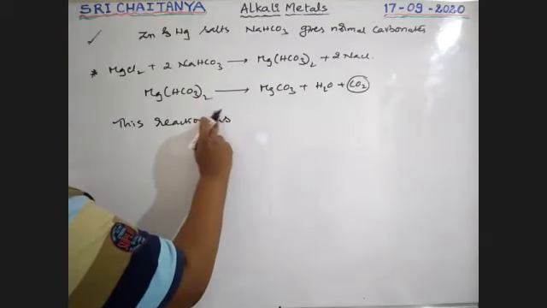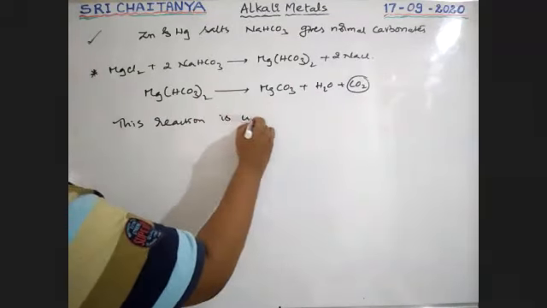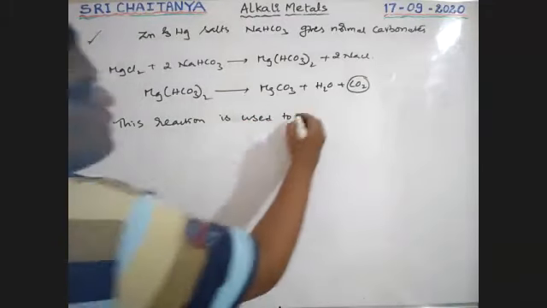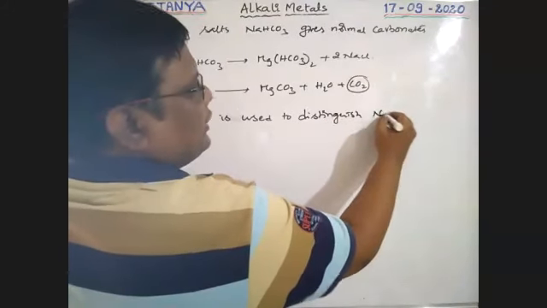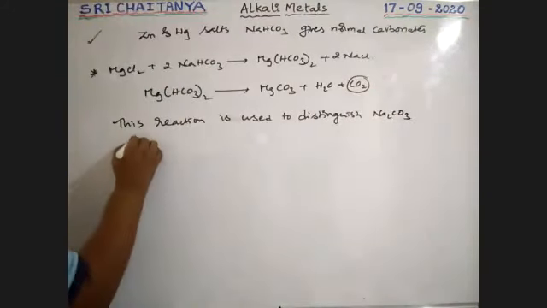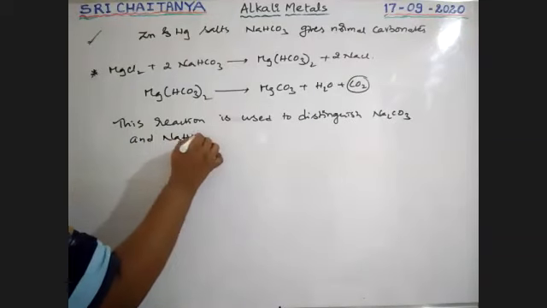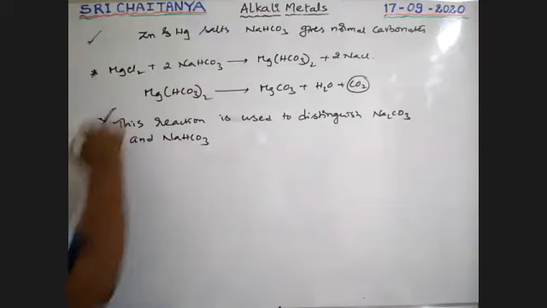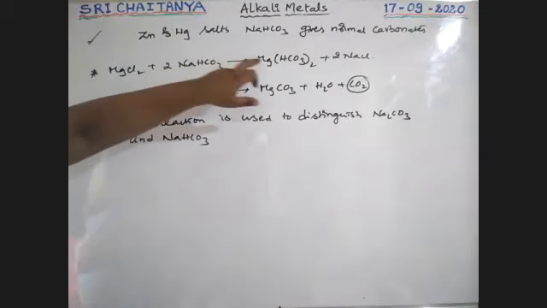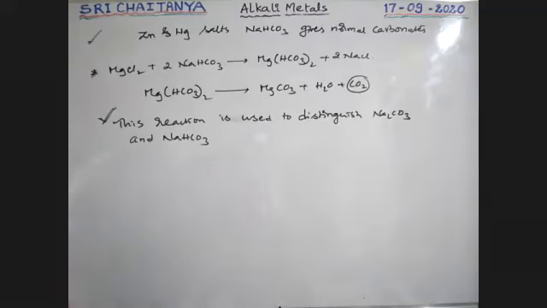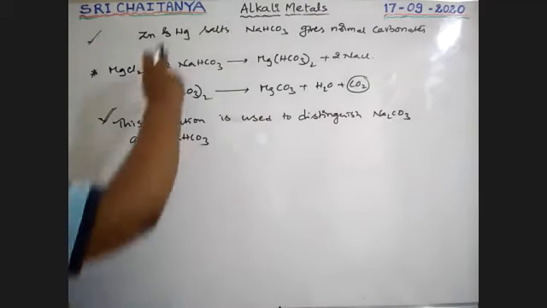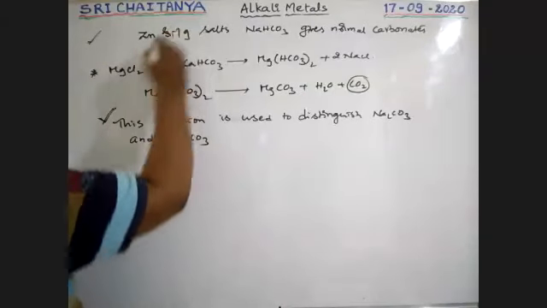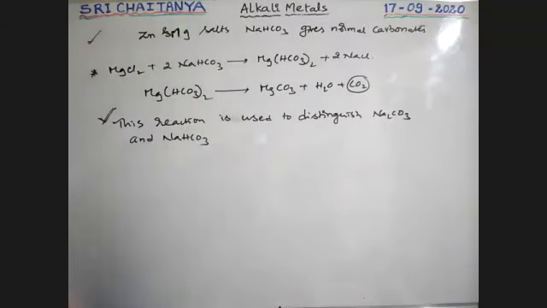This reaction is used to distinguish Na2CO3 and NaHCO3. Very, very important reaction, because only bicarbonates give this reaction. Carbonates do not give this reaction, boys. It is magnesium, not mercury. It is magnesium, boys. Zinc and magnesium salts.